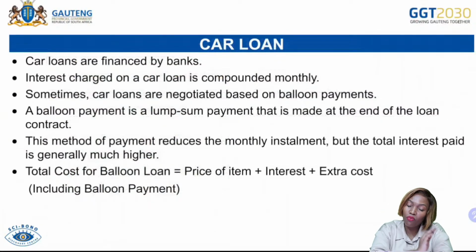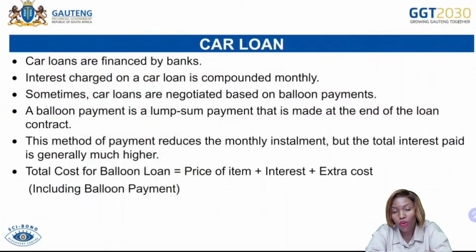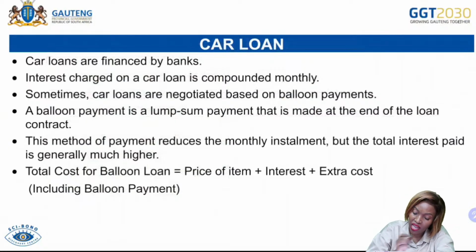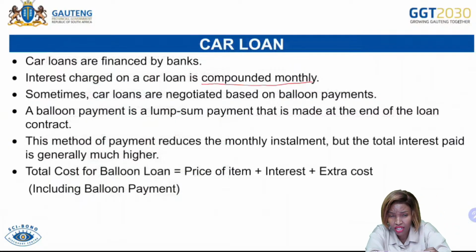Car loans, that one was a home loan. With car loans, you must know that car loans are also financed by the banks. So it is not the garage that lends you the money, but rather it is the bank. And the interest that is charged on a car loan is compounded monthly. Remember the compound interest that we did?